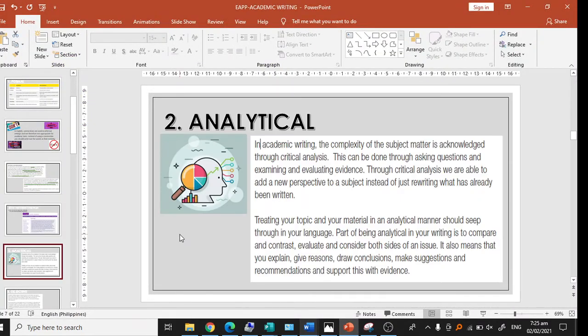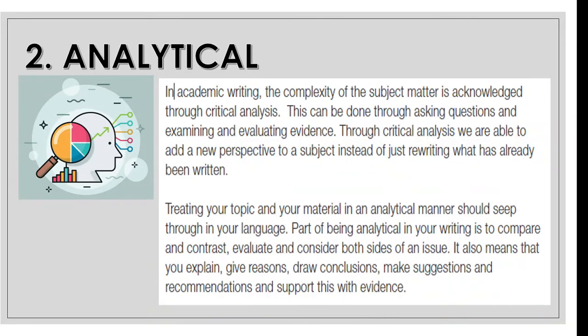Next. The next component of academic writing is analytical. So in academic writing, the complexity of the subject matter is acknowledged through critical analysis. This can be done through asking questions and examining and evaluating evidence. Through critical analysis, we are able to add a new perspective to a subject instead of just rewriting what has already been written. Treating your topic and your material in an analytical manner should seep through in your language.